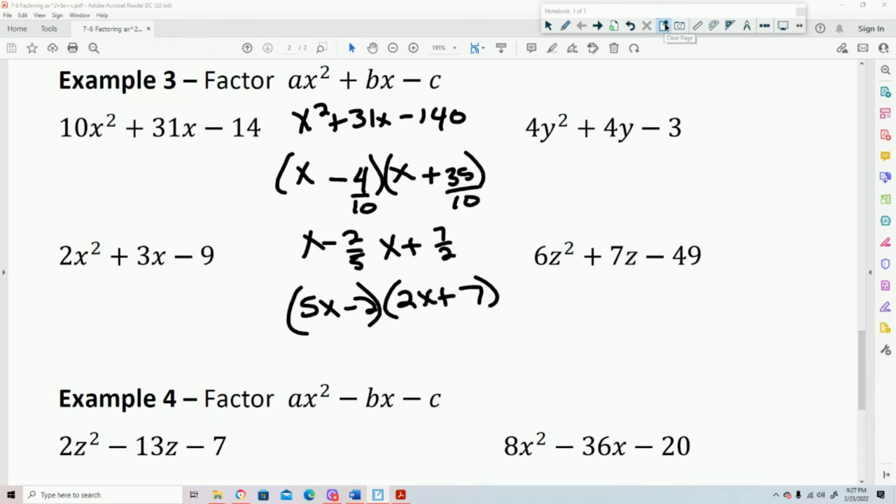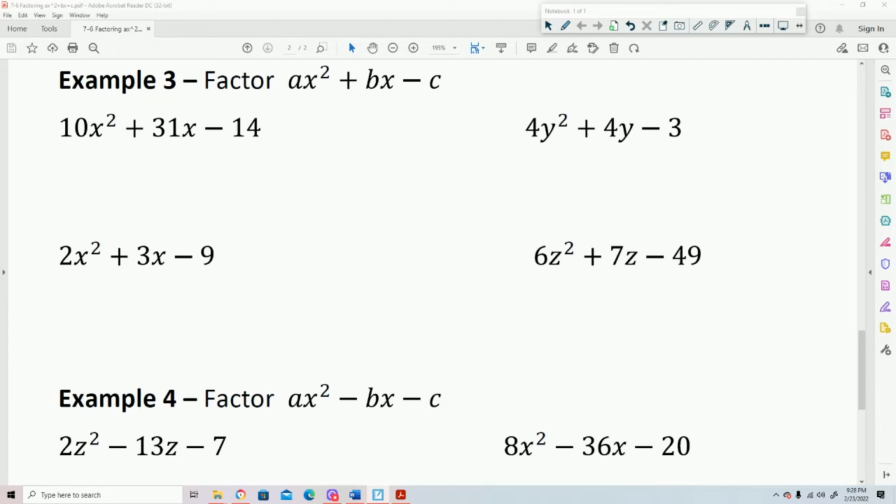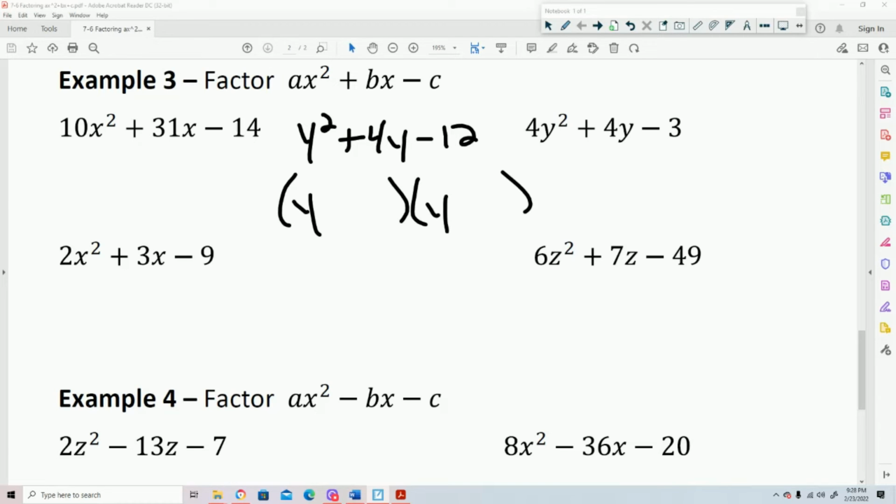Okay, clear. Do this one. y squared plus 4y minus 12. Factor. y and y. Okay, it must multiply to be 12, but subtract to be 4. It's got to be 6 and 2. This is positive, so the biggest one needs to be positive. That one's negative. Okay, we're going to bring the 4 back in here and here.